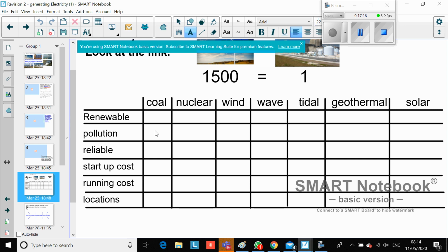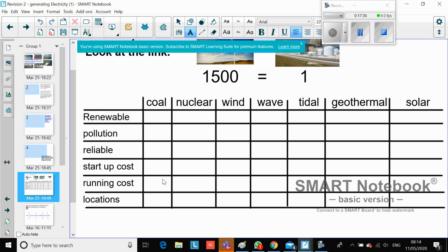Pollution, yes. Carbon dioxide and sulfur dioxide. Reliable, yes. We know exactly how much we've got. Startup cost, moderate. Running cost, moderate. Locations can be put pretty much anywhere. Okay, so coal has both benefits and drawbacks.